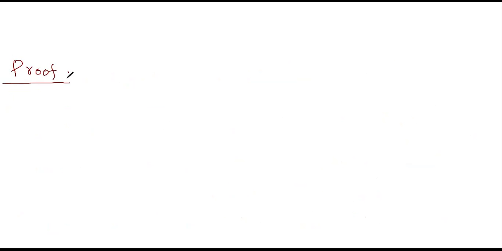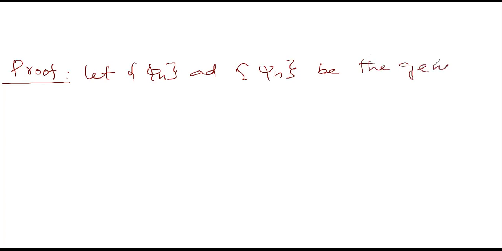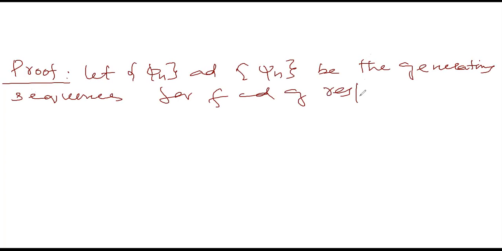So f is an upper function, g is an upper function, so both must have generating sequences. So let's take their generating sequences. Let phi n and psi n be the generating sequences for f and g respectively.